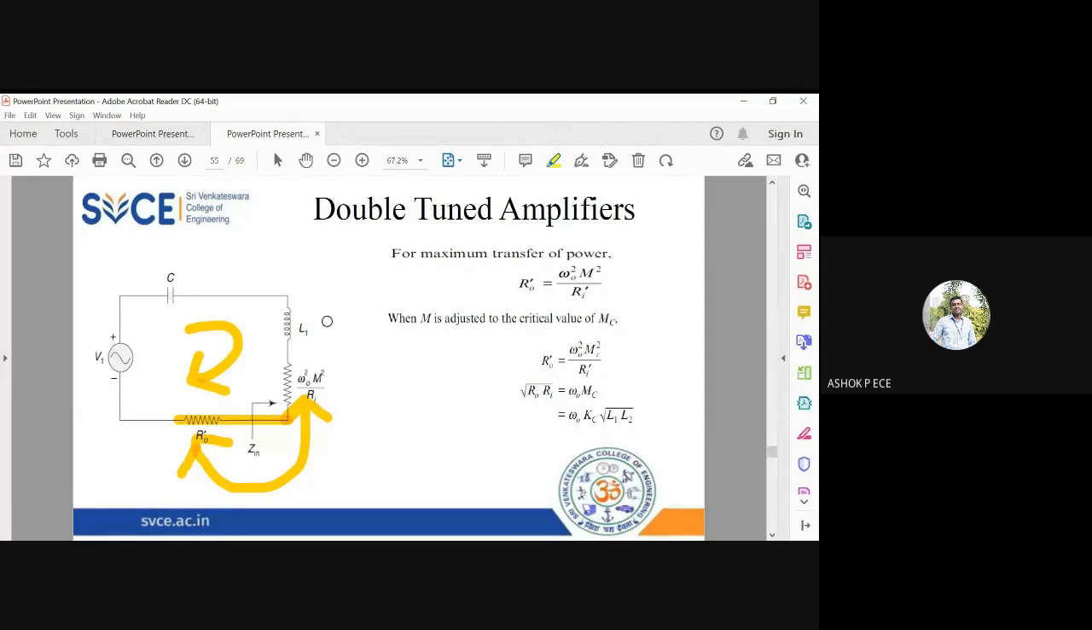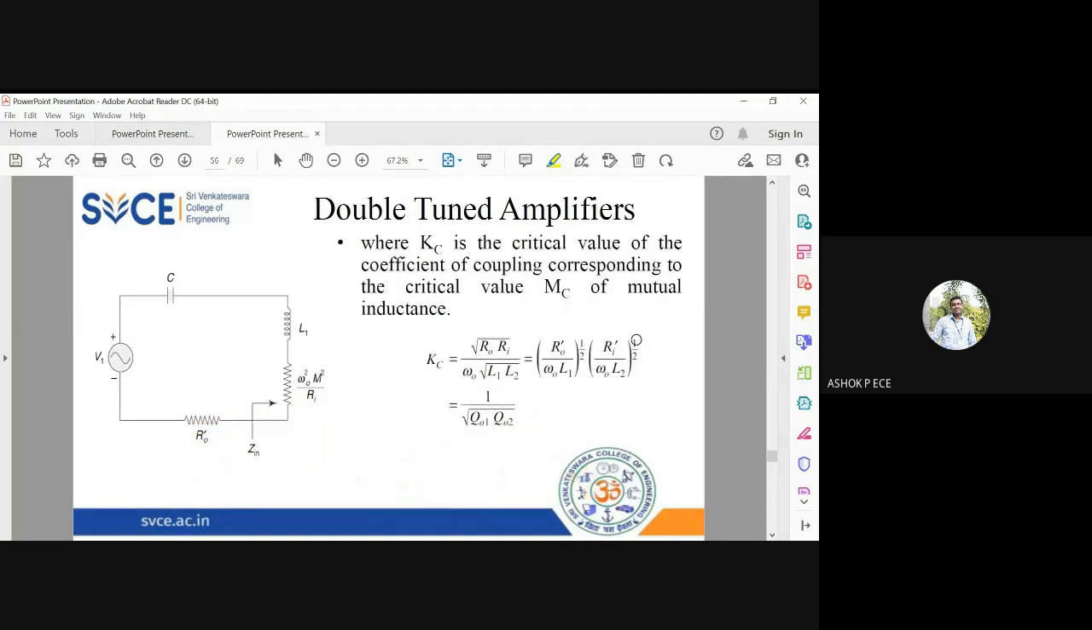You know the expression for mutual inductance. I've told you in the class also. M is equal to K into root of L1 into L2. Correct. So this is a special case, where M is going to be MC, so I'm replacing K by Kc. So MC equal to Kc into root of L1 L2. That is what I'm substituting here, where Kc is the critical coefficient of coupling corresponding to MC. So find Kc. Kc will be, rearranged, root of R naught Ri by omega naught into root of L1 L2.